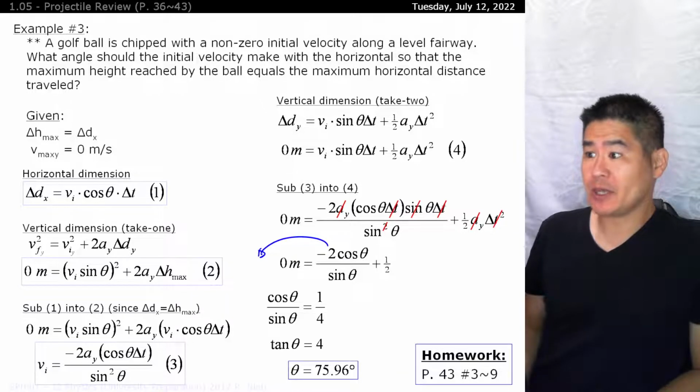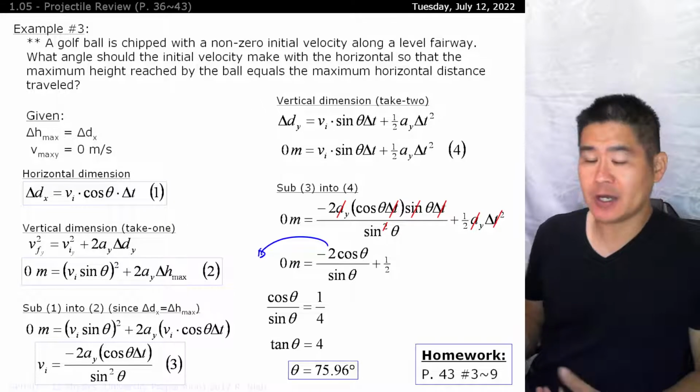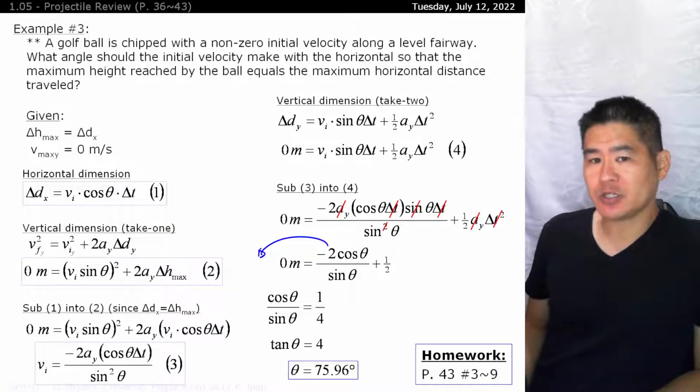All right, so it doesn't matter which planet you're doing this on, or no matter how fast or how slow you're doing, because you'll notice that I never gave you the VI. The VI is just mathematically divided itself out. All right, that you'll always have the same outcome. The angle you need to chip it at is at roughly 76 degrees.